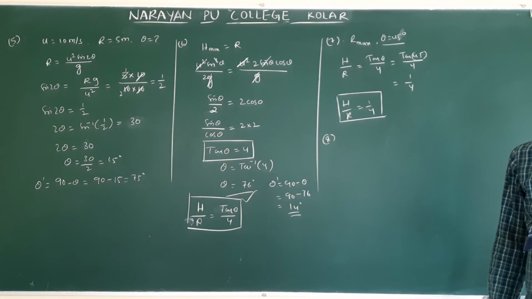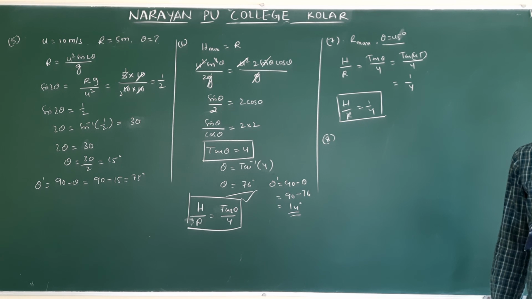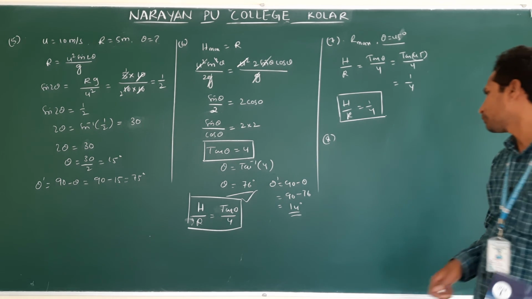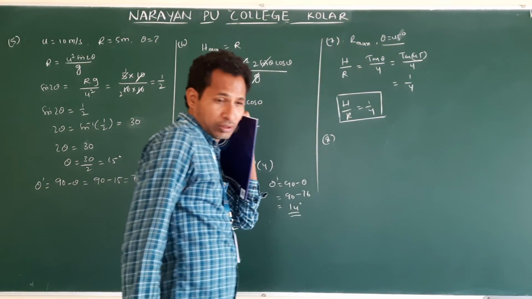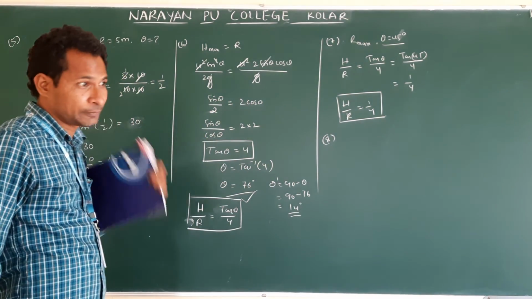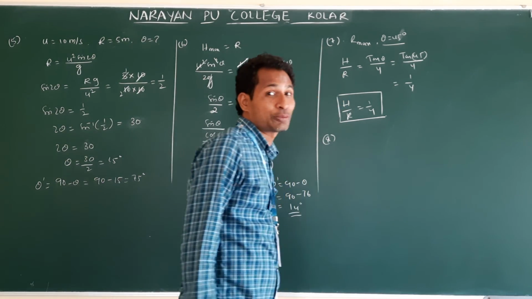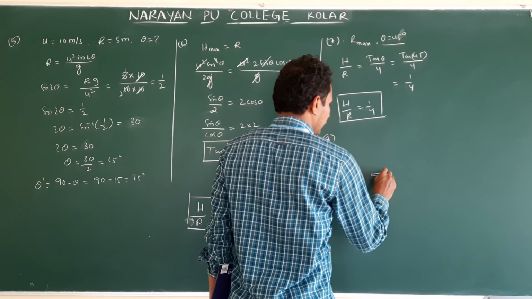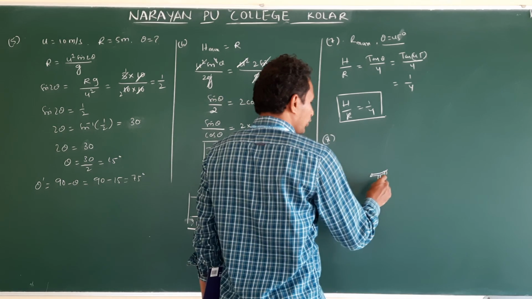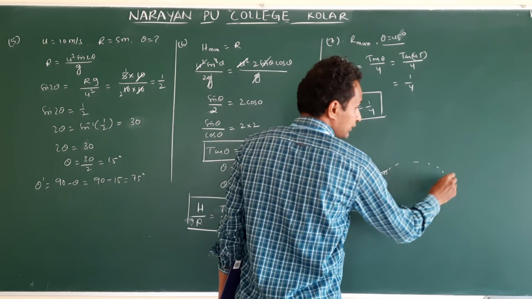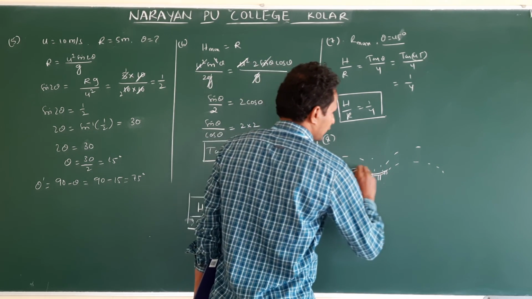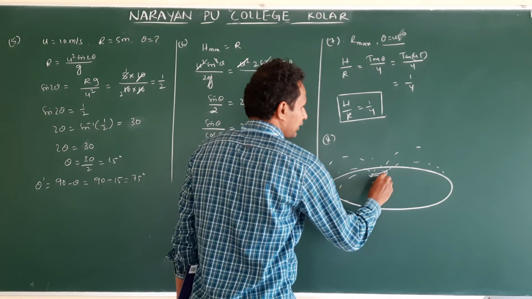A large number of bullets are fired in all directions with speed v. Find the maximum area on the ground over which the bullets will spread. Okay. This is an important model question. Instead of bullets, take a sprinkler, you can understand easily. If you have a sprinkler, it rotates and sprinkles water in all directions like this. It covers an area like this. Am I correct?